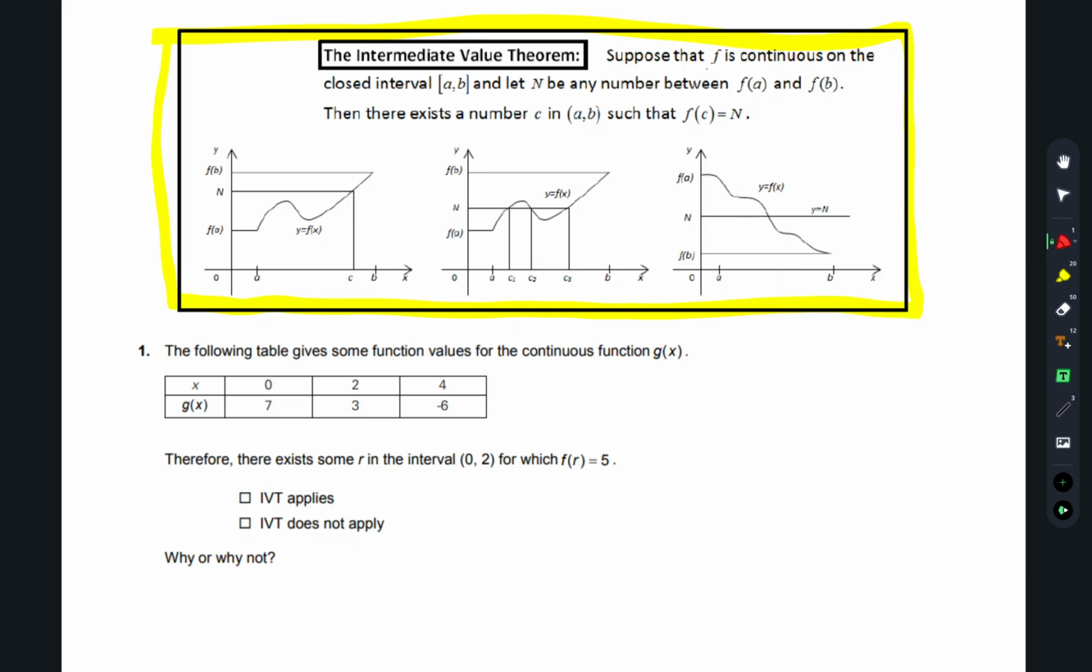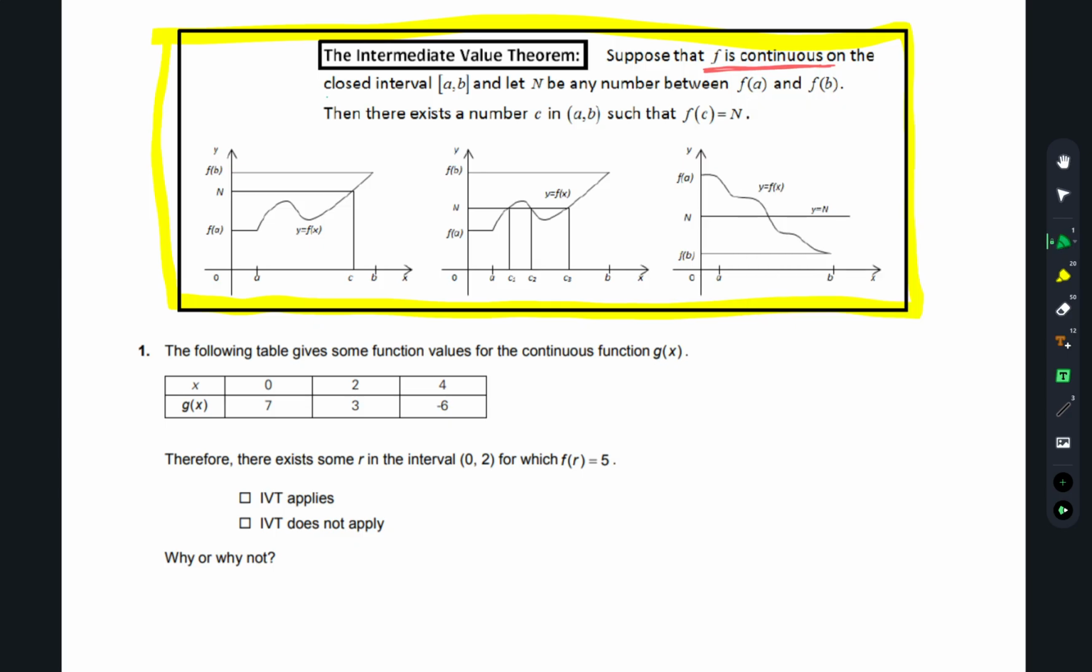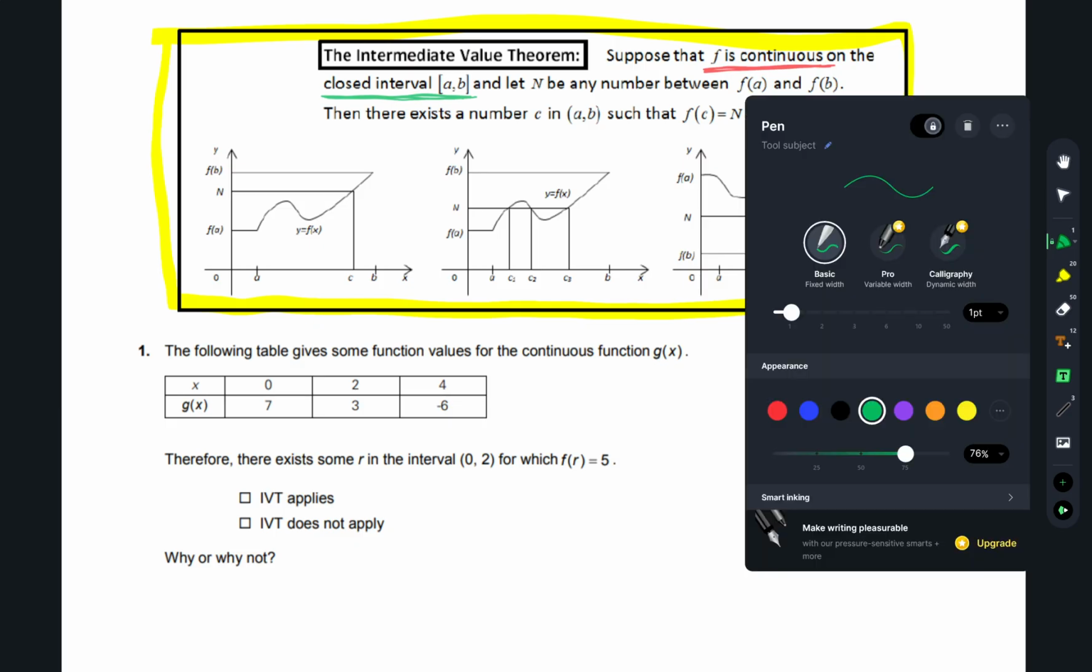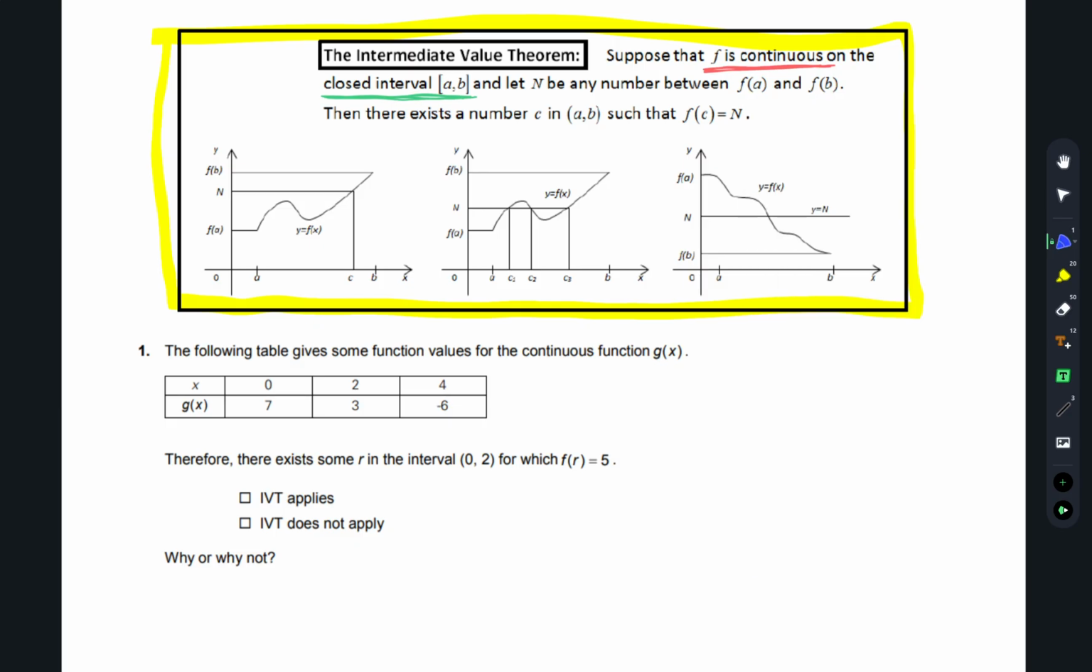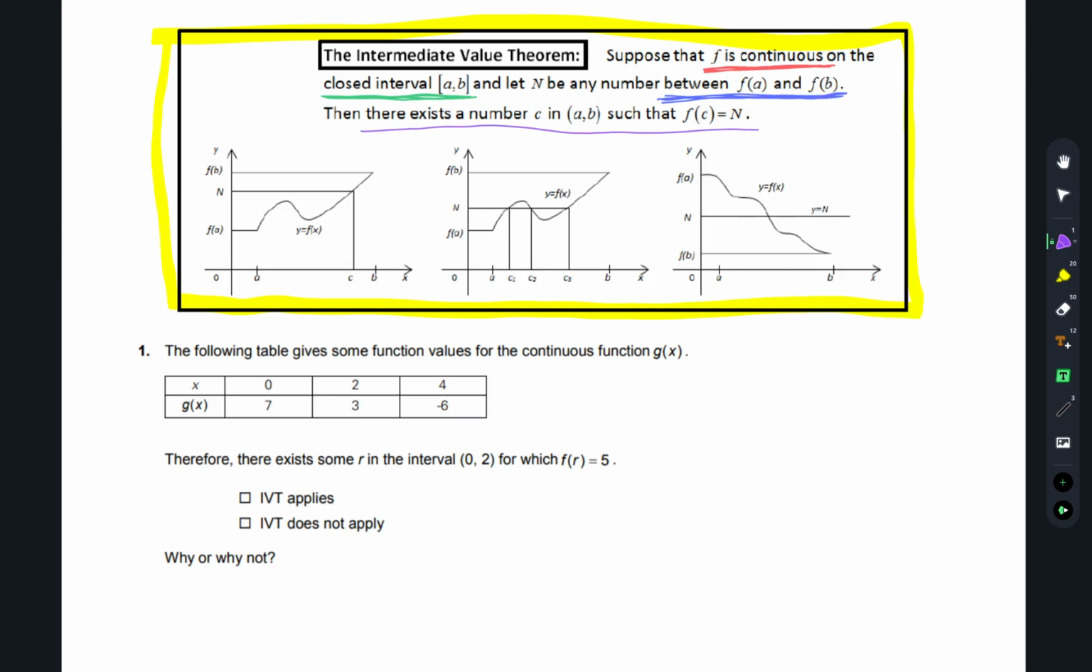Anyway, so f is continuous. When you're justifying, you're going to have to say this, then also this, closed interval, and this between business. Usually I use inequalities for that, because I don't like writing. And then you have to say this exact sentence. It's kind of obnoxious. So, there exists another c. I'll help you color code all the stuff.